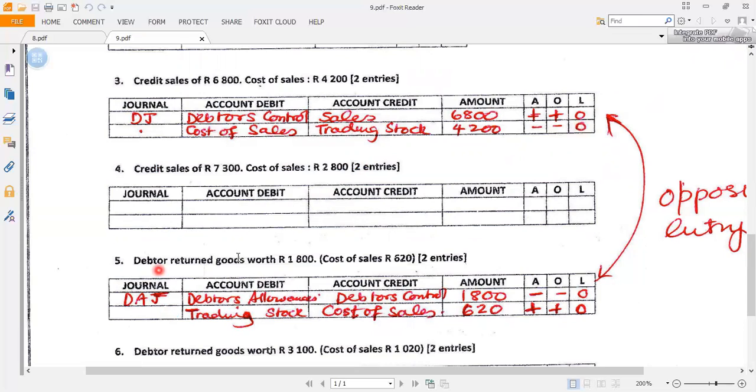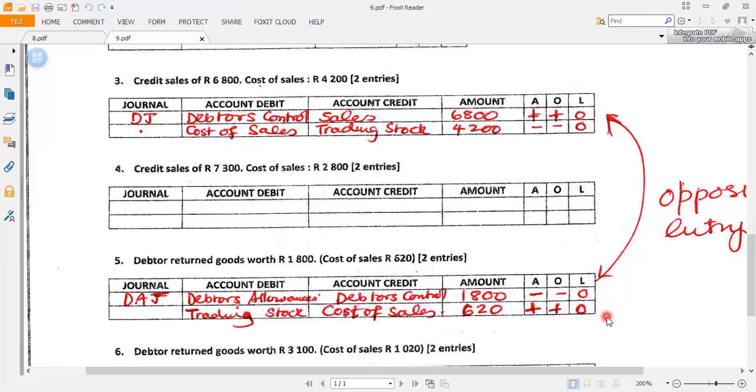Then debtors return goods worth 1,800 Rand. Cost of sales is 620. Again, here there are 2 entries, but this is a return. Remember, it's a return, so it's an allowances journal. Okay? DAJ, you debit debtors allowances, you credit debtors control with 1,800. You debit trading stock and credit cost of sales with 620. Now, learners, for this particular entry, you can see here, number 3 and number 5 will be opposite entries, opposite rules. Why? It is reversed.